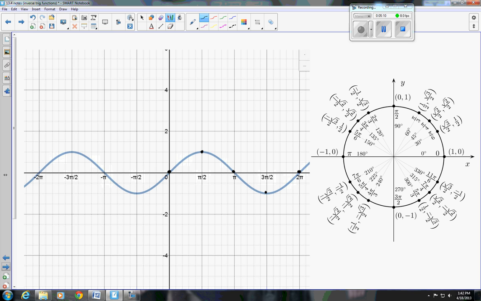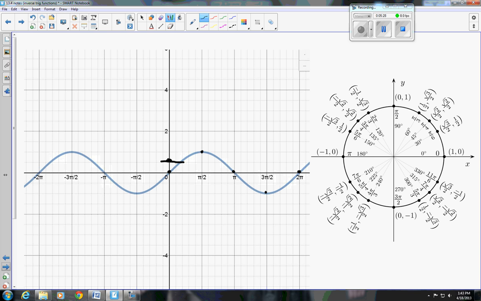Now, here's what we ran into with our 0.5. This part, you can just listen for. I'll tell you when you need to write it down. 0.5 is right here in my y value.